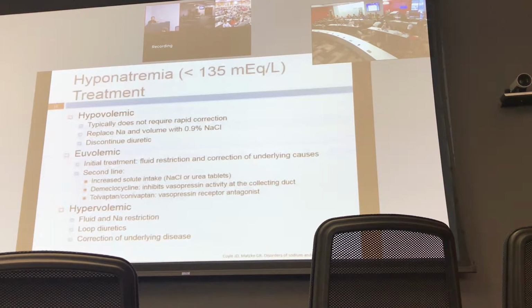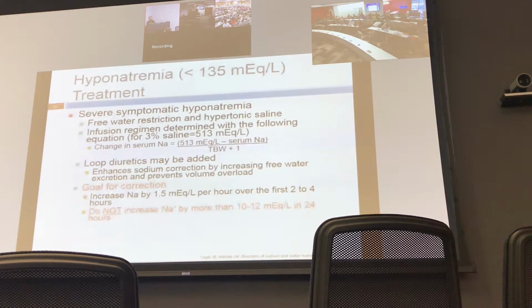Because if you give normal saline in this case, if you give IV fluid with sodium, you're actually going to worsen the situation, not make it better. And then remember, there's some formulas on here so you can predict what your change in serum sodium would be. This is if you use hypertonic saline. Hypertonic 3% saline is reserved for cases of severe symptomatic, potentially life-threatening hyponatremia, so it shouldn't be used very often.